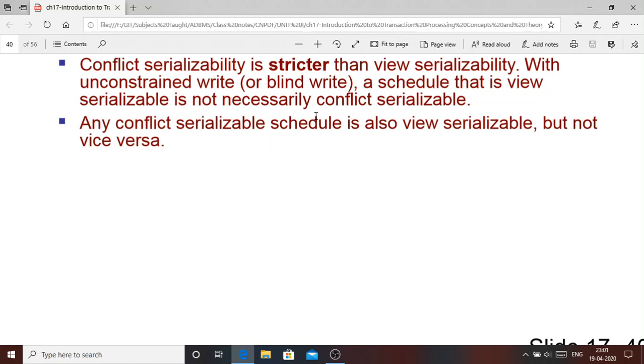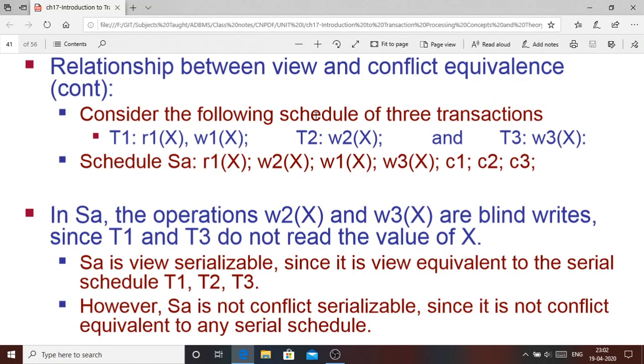So while one part is true, that is any conflict serializable schedule is bound to be view serializable, the view serializable schedule may not be conflict serializable. Now to check the relationship between the view equivalence and the conflict equivalence, let us consider three transactions here, T1, T2 and T3. Transaction T1 writes the data item X and also writes X. Transaction T2 only writes X and T3 also writes X. Since transactions T2 and T3 do not read, only write, we call it blind write. They write the items blindly without reading.